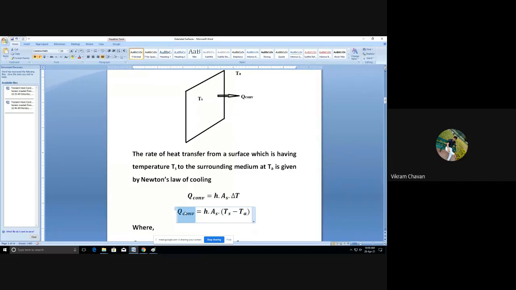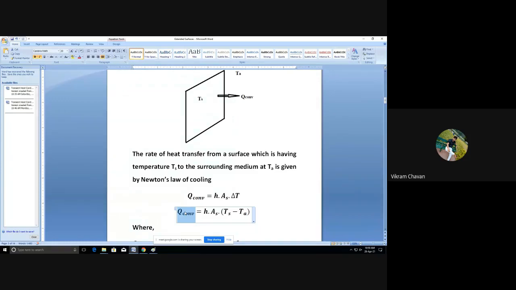In natural convection, we get a lower heat transfer coefficient, so the Q convection, that is the heat transfer by convection, is lesser, because the heat transfer coefficient is lesser compared to forced convection. In forced convection we get the larger heat transfer coefficient, so the heat transfer rate in forced convection is larger compared to natural convection.